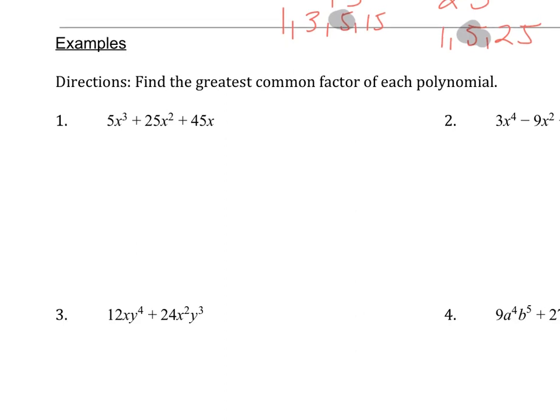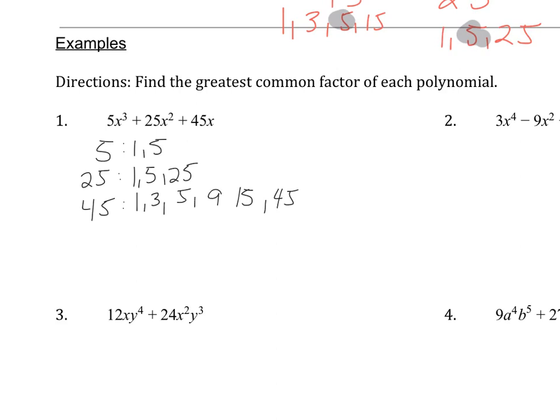So our factors of 5 are just going to be 1 and 5. Our factors of 25 are going to be 1, 5, and 25. And our factors of 45 are 1 times 45, right? What else do we got? Do we have 3 times 15? What else gives us 45? We have 5 times 9, and I believe that is it.